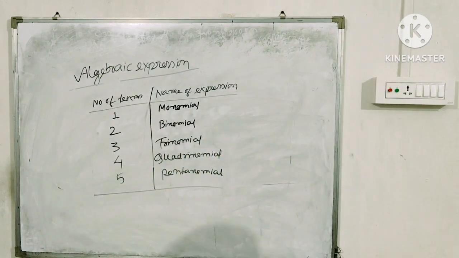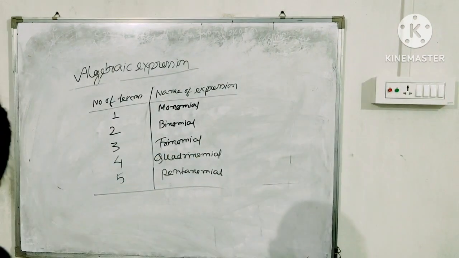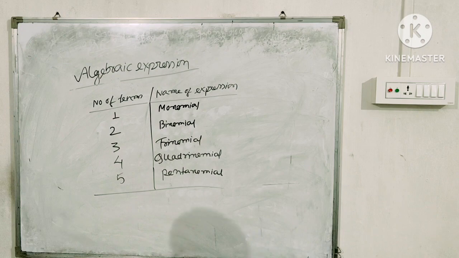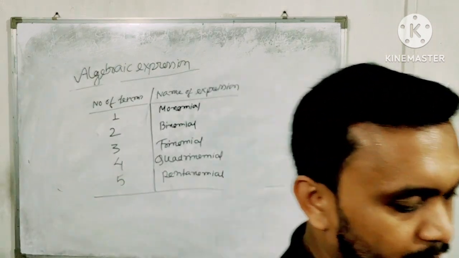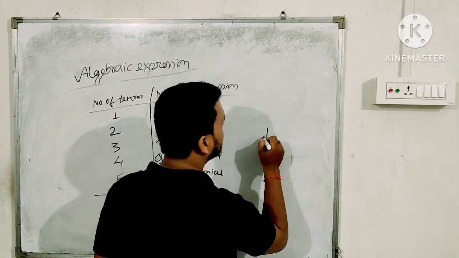If you don't know how to check the total number of terms in any algebraic expression, then you may ask me. Terms are separated by plus and minus signs. So 1000 is a monomial. 1000 means only one term.